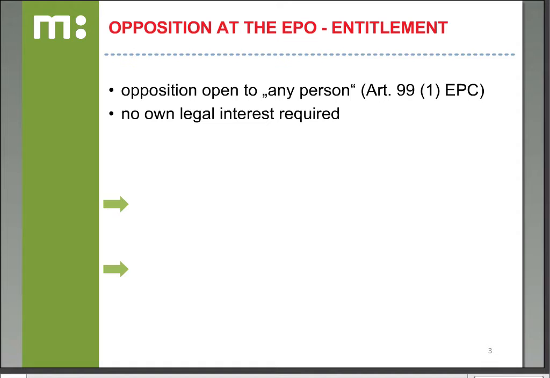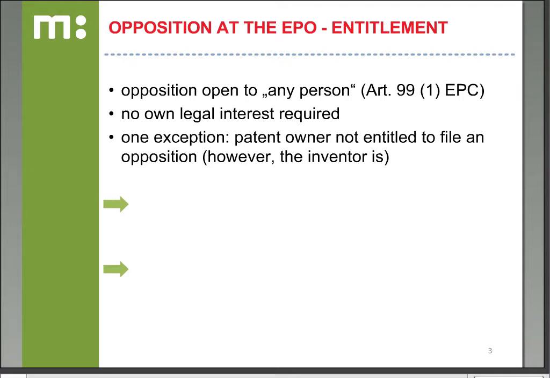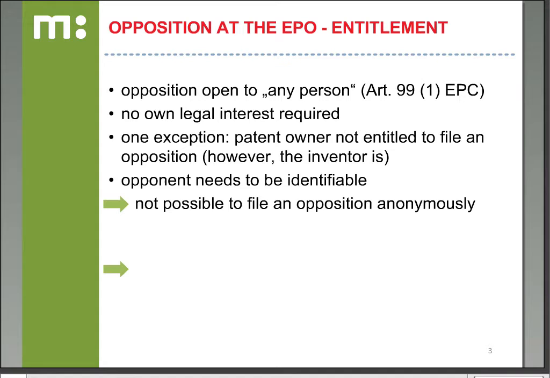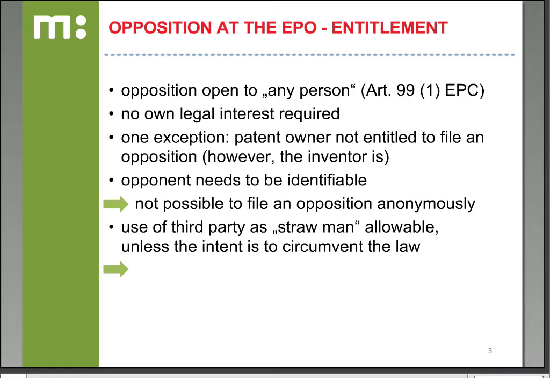There is one exception, the patent owner. You're not entitled to file an opposition against your own patent. However, the inventor is. There's one more restriction within the EPC. The opponent needs to be identifiable. So it's not possible to file an opposition anonymously. However, if you want to stay anonymous, you have some options because you can use a third party as a straw man. And that is allowable unless your intent is really to circumvent the law. So even in this case, it shouldn't be possible to use a straw man for a patentee. But in the end, if nobody finds out, you will have no problem here.